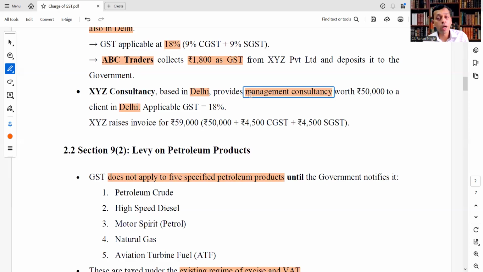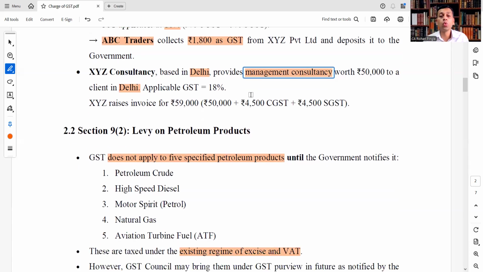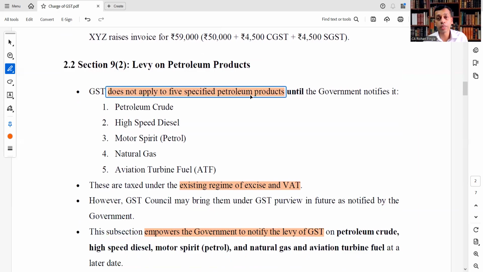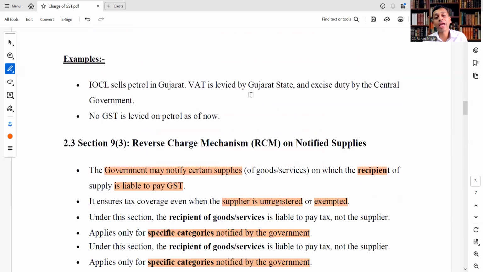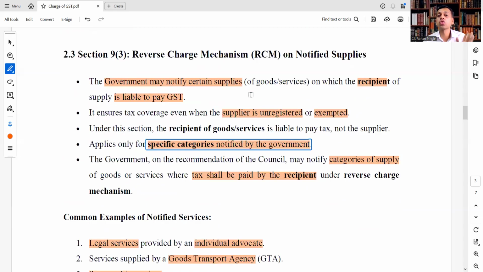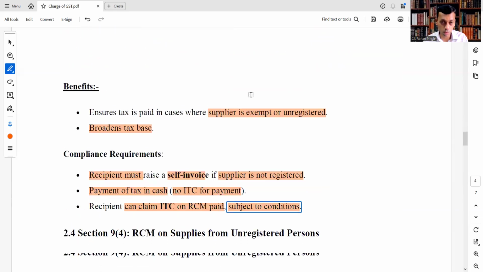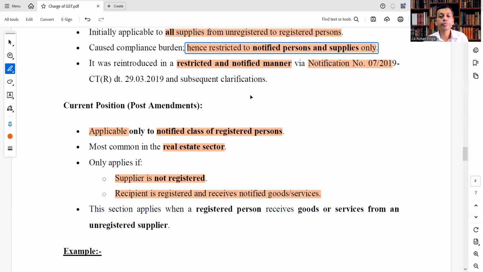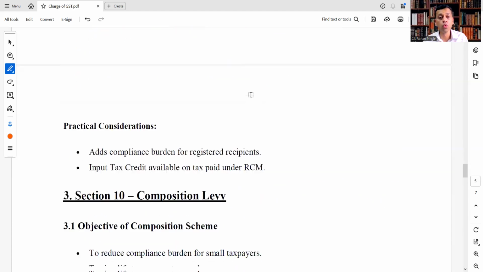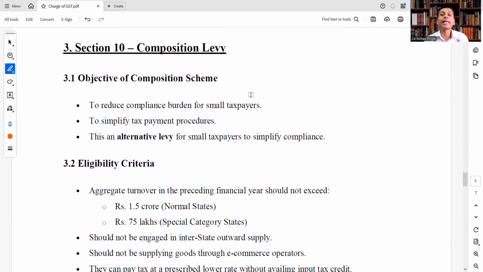Section 9, subsection 1 talks about forward charge mechanism, where supplier is liable to pay the tax. Section 9, subsection 2 talks about levy on petroleum products, that is the 5 items which are still out of the GST. Then section 9, subsection 3 and subsection 4 talk about reverse charge mechanism. Okay, clear? And now we will move to section 10, that is composition levy. Let's see what it talks about.